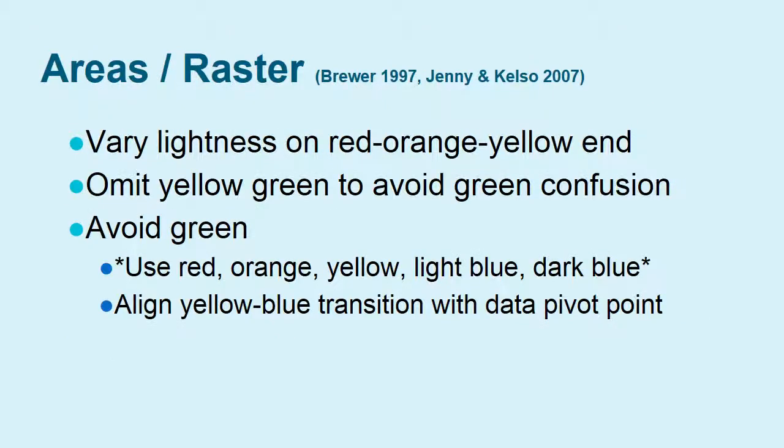Now, what do you do for raster or areas or polygons? Again, we can vary the lightness, especially on the red, orange, yellow end of the spectrum. We can omit yellow-green to avoid the green confusion. A lot of people are avoiding green altogether. So use a red, orange, yellow, light blue, dark blue progression. And if you do have a data transition, make sure that your yellow to blue transition is at a pivot point in the data. So that's pretty clever.